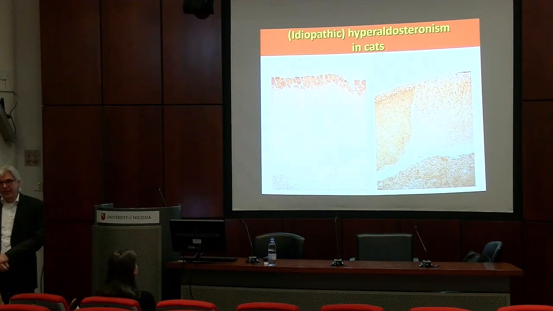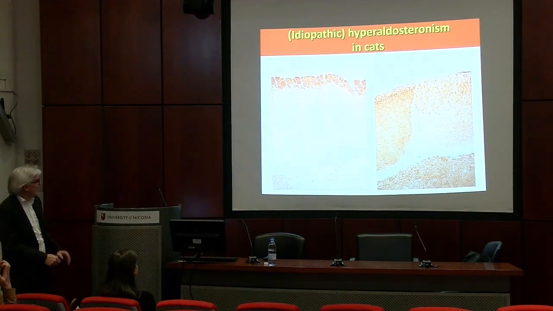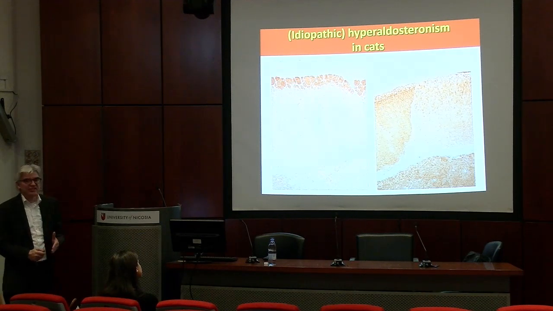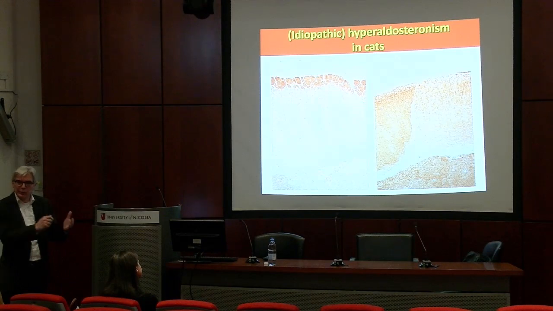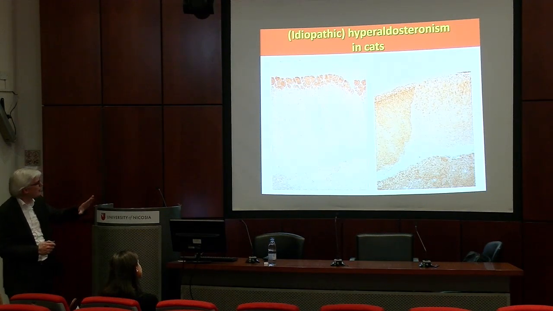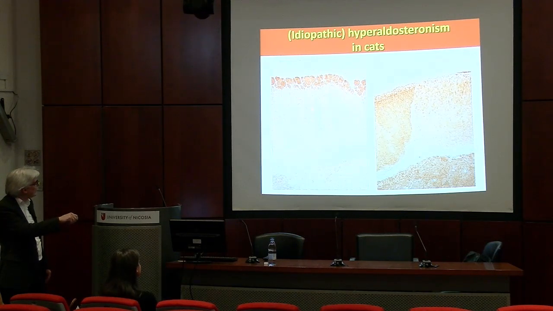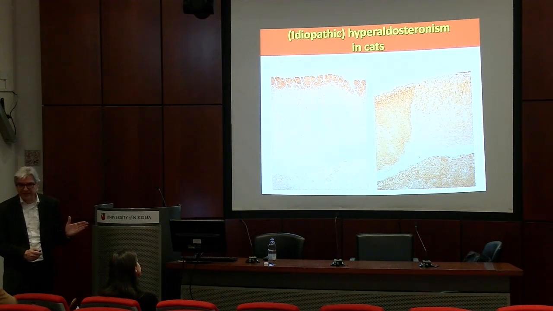So what's going on in these cats? Well, in this slide you see part of the adrenal of a healthy cat, and this histological section has been immunostained with NSE, neuron-specific enolase, not important, but by that you can show the zona glomerulosa cells and the adrenal medulla cells. So here we see the capsula, here we see the zona glomerulosa, here you see the zona fasciculata, and here you see the zona reticularis, and here you see the adrenal medulla in a healthy cat.